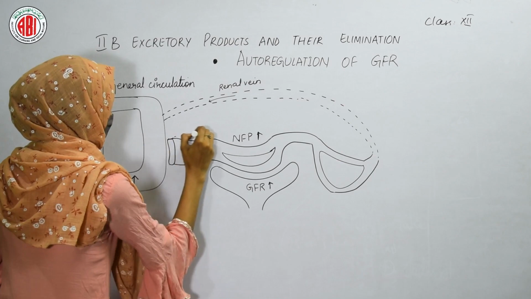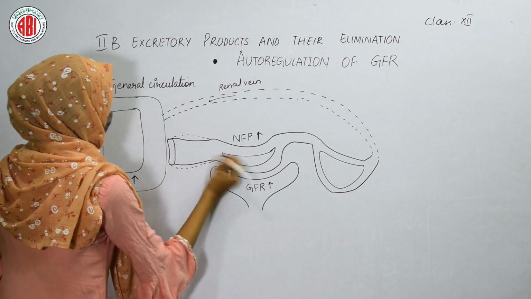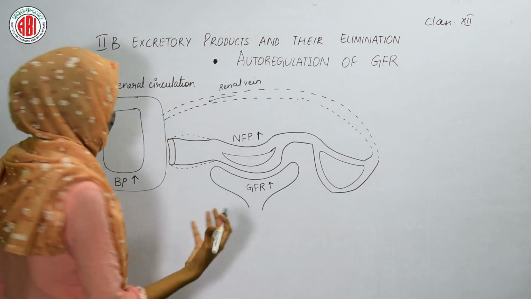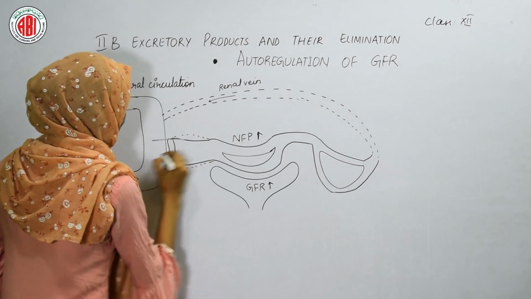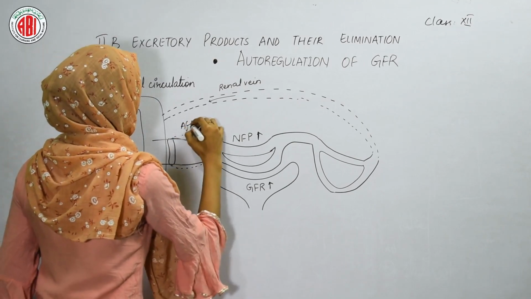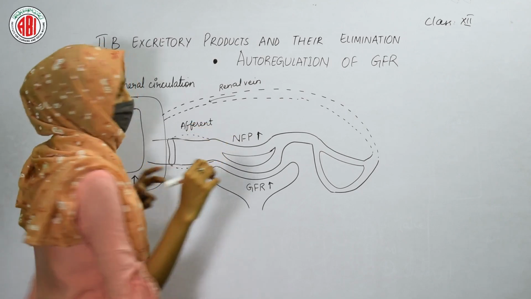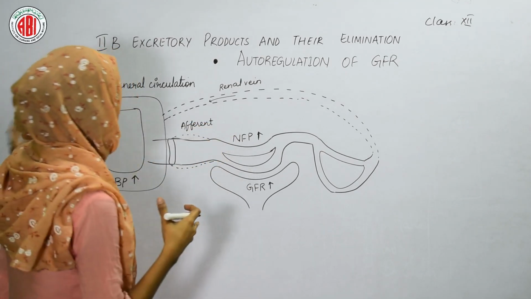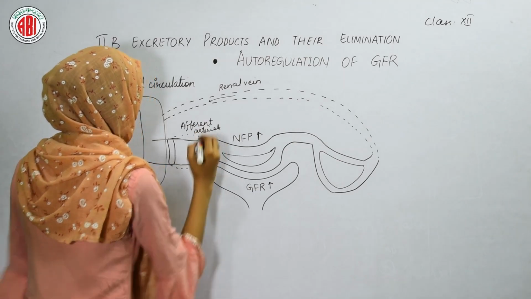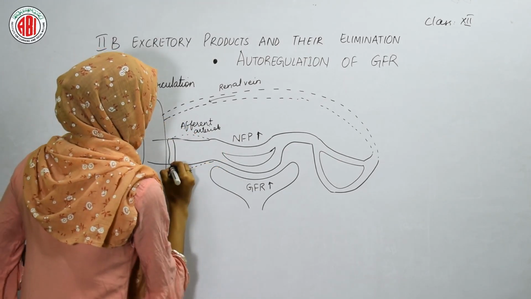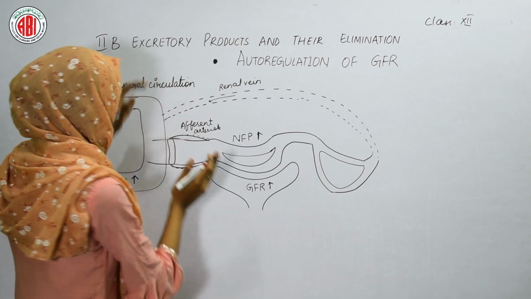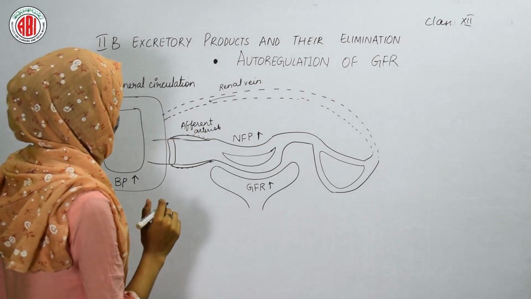stretching of the efferent arteriole would occur. If the blood pressure is high, then the blood is flowing at a high speed. At that time, more blood enters the efferent arteriole. As soon as more blood along with the pressure enters the efferent arteriole, the walls of the efferent arteriole stretch and form a bulge-like structure through which the blood would enter the glomerulus.